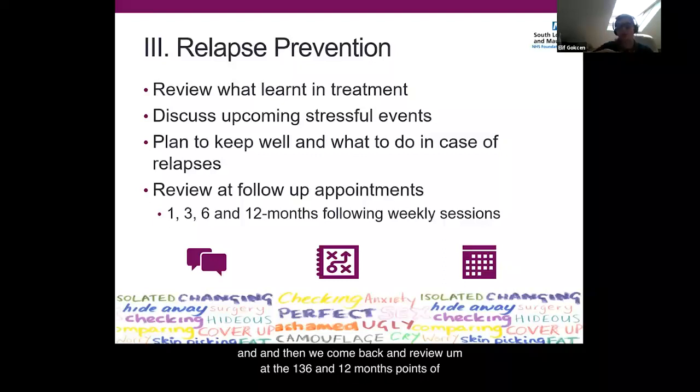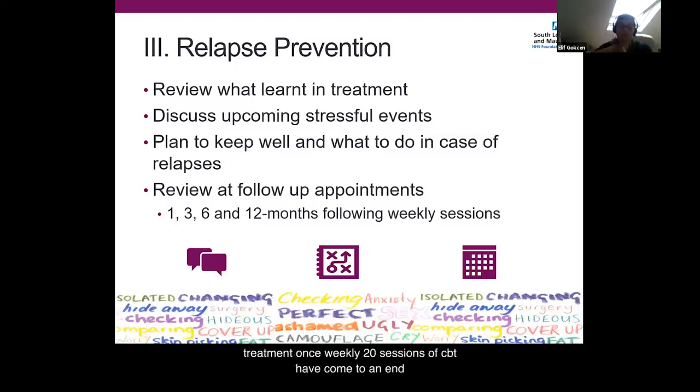And then we come back and review at the 1, 3, 6, and 12 months points of treatment once the weekly 20 sessions of CBT have come to an end, and have also a quick check-in on BDD symptoms as well.